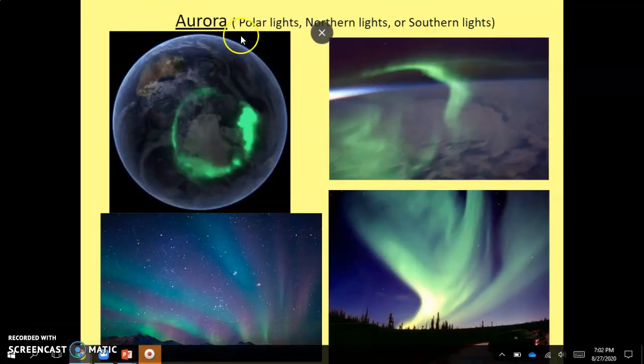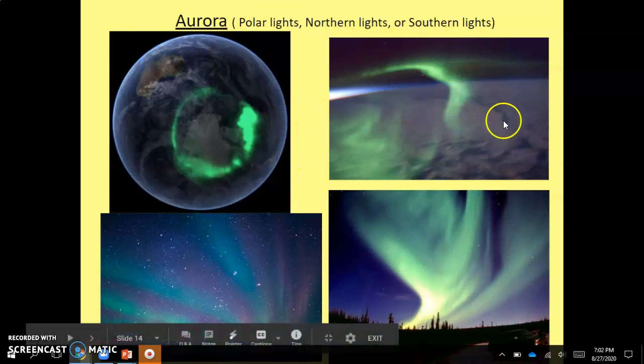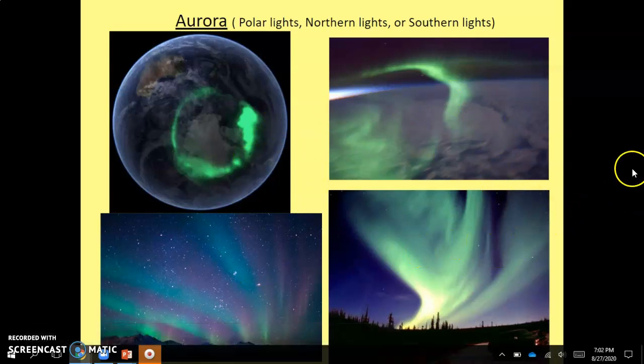And then an aurora, the polar lights, northern lights, or southern lights, is a phenomenon of the diffraction of light that you can see towards the poles. It's actually really pretty. I've never seen it in person, but it is on my bucket list.